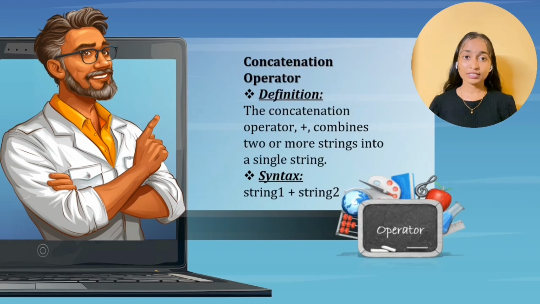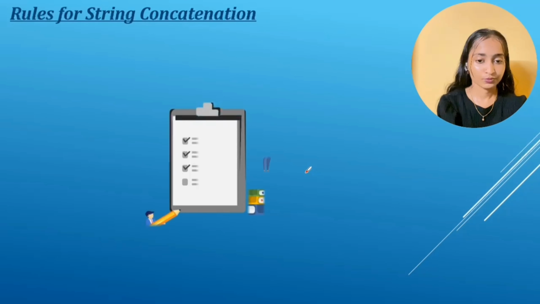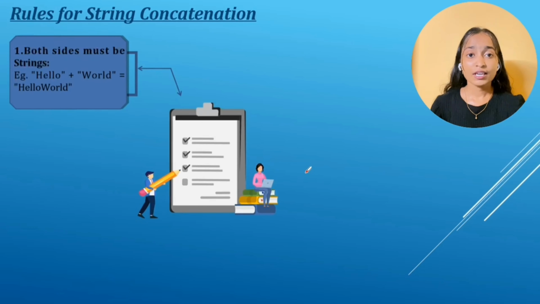So basically, what is concatenation? Concatenation combines two or more strings into one using the plus operator. So here is the syntax for string concatenation in programming. Using a plus operator, we can combine string 1 and string 2. Here are the key rules you need to know when combining strings in programming.